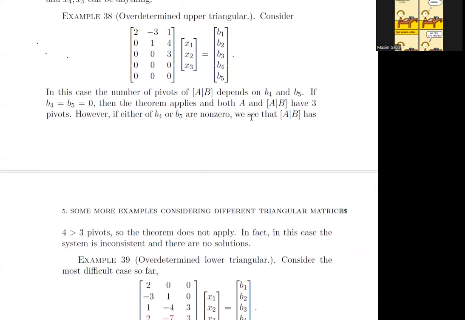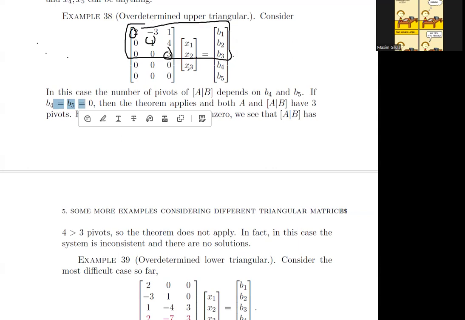Here's an overdetermined upper triangular matrix. So there's 5 equations and 3 unknowns. In this case, the number of pivots of AB depends on B4 and B5, right? If B4 and B5 are 0, then AB will still have 3 pivots, and these will be 0 rows. If B4 and B5 are not 0, we won't get 0 rows in both of them. We'll have one non-zero row.